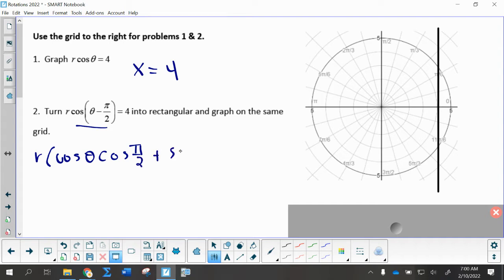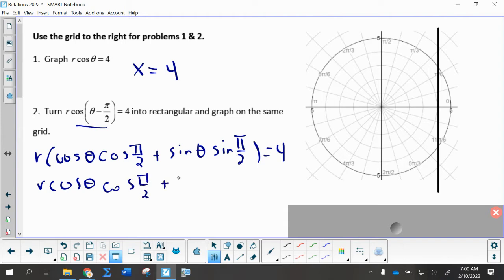So here is my cosine subtraction formula. I'm going to go ahead and distribute the r. So I now have r cosine theta cosine of pi over 2 plus r sine theta sine of pi over 2. This all equals 4.